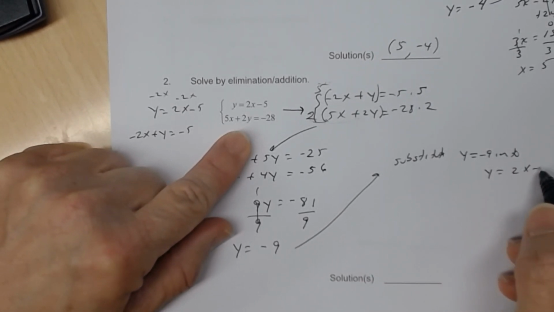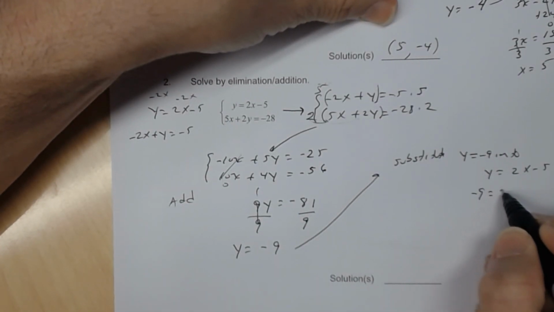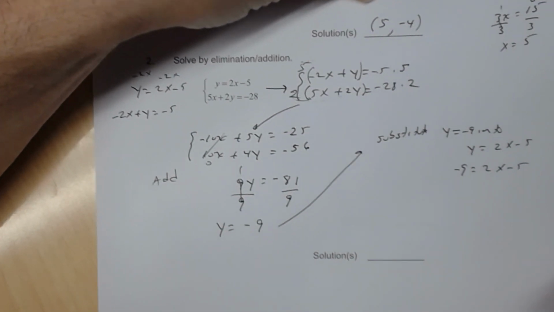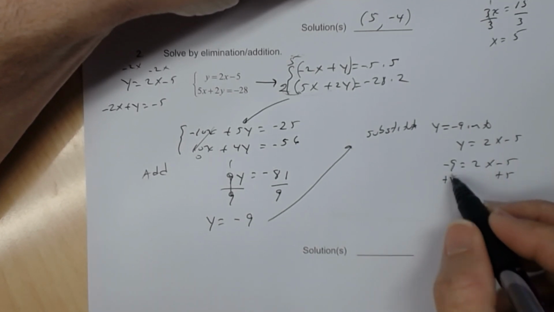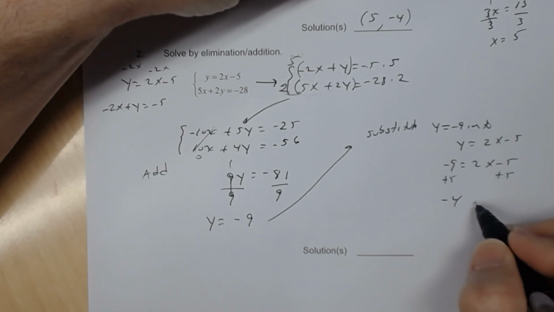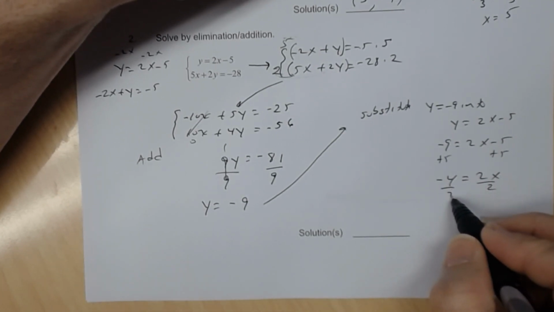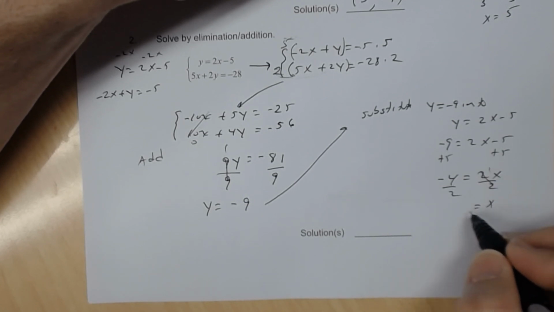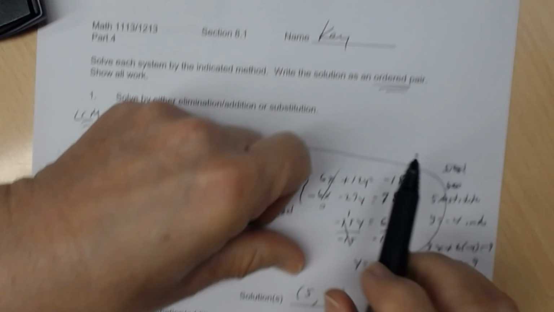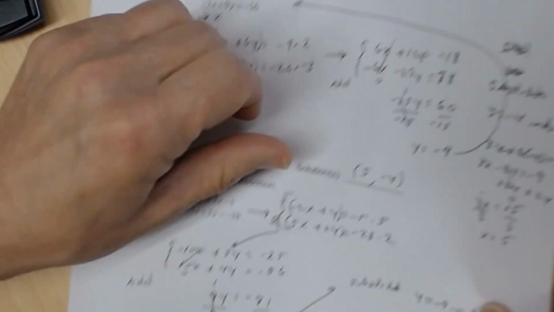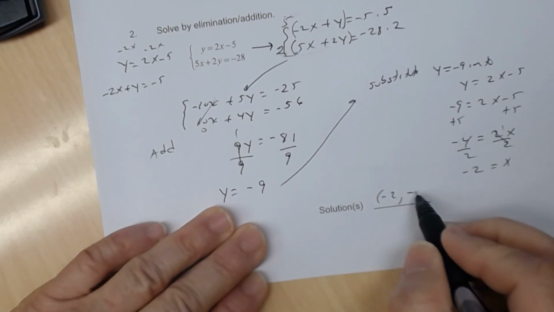So y is negative 9, so I get negative 9 equals 2x minus 5. Solving for x, I'm going to add 5 to both sides. So negative 9 and a positive 5 is a negative 4, equal 2x. Dividing both sides by 2, I get my x value to be a negative 2. So remember, you got to write as an ordered pair, because it did say write as an ordered pair. So you're going to say x is negative 2 and y is negative 9.